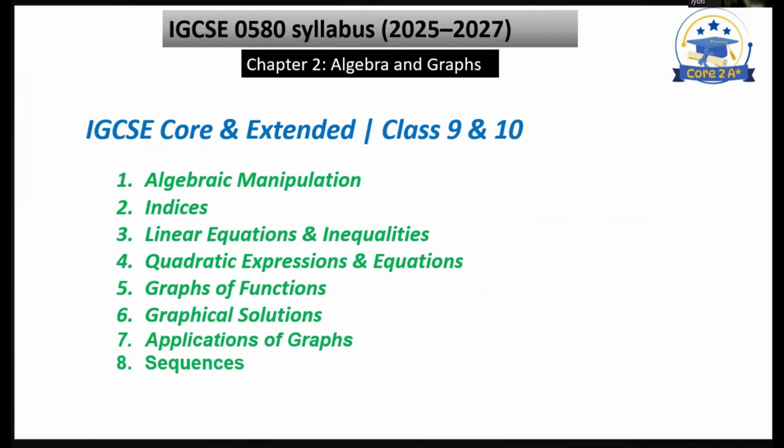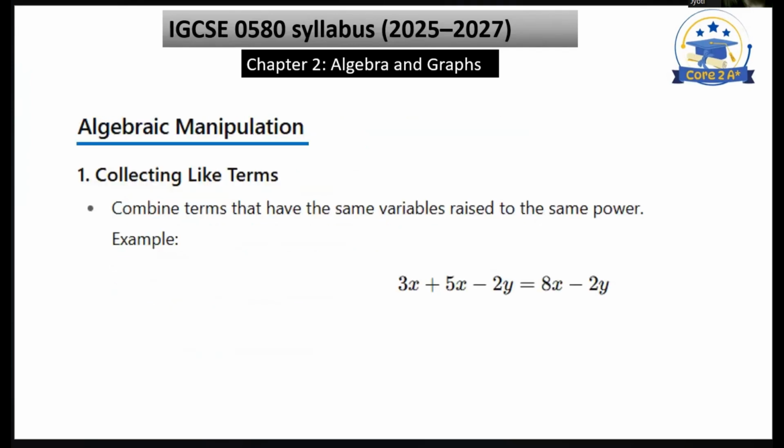So what is algebraic manipulation? Algebraic manipulation, collecting like terms. What do you mean by like terms? Combine terms that have the same variables raised to the same power. For example, this and that.